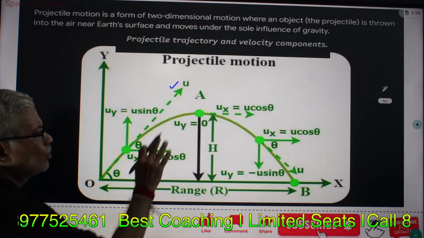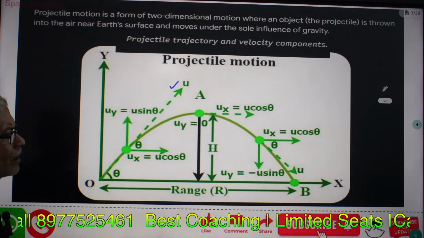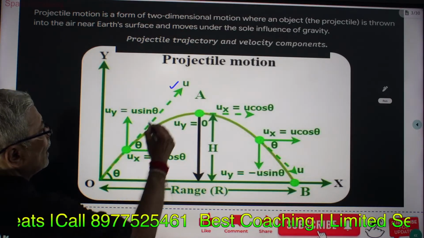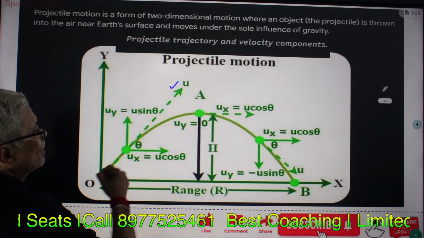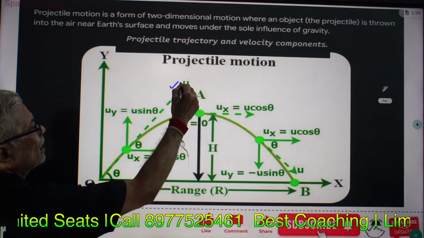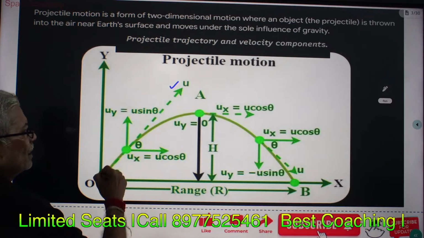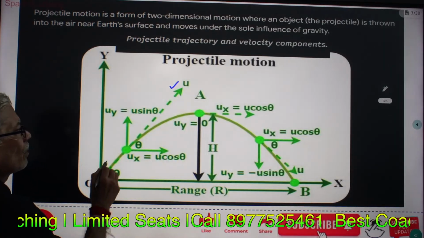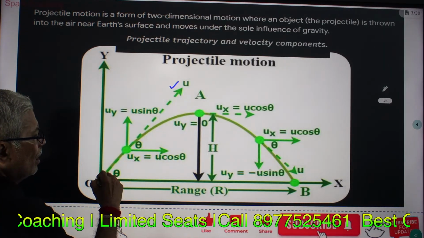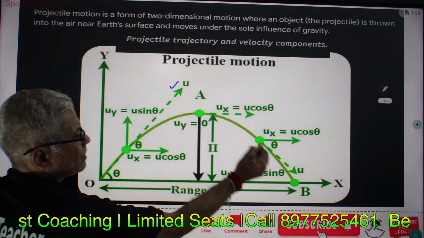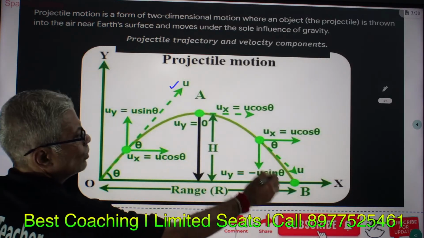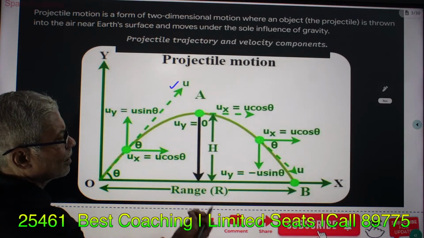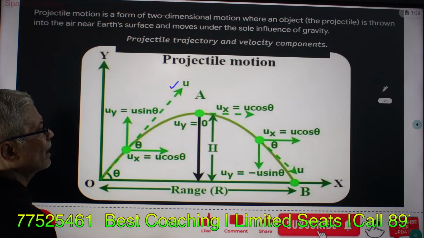Here a two-dimensional XY Cartesian coordinate plane is taken. This is the velocity of the projectile, u. From here it is going like this. The projectile is moving like this, in a U shape. Why is it moving in a U shape? Because of the gravitational pull in the downward direction.